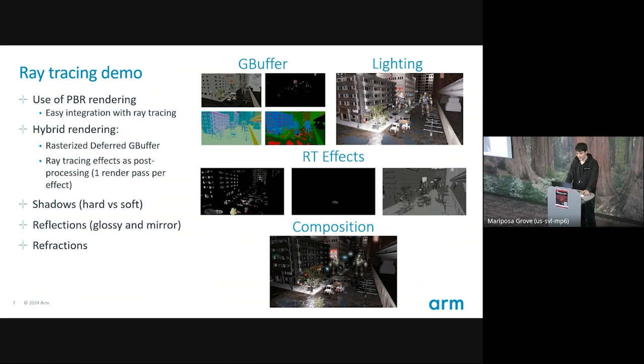Each one of the ray tracing effects is implemented as a different post process that will read from the G buffer to launch the rays. We are using one render pass per effect. This is not the most optimal way in terms of bandwidth. It would be better to try to combine them all together. But we will make this demo with not so much focus on performance, but more on experimentation and quickly developing.